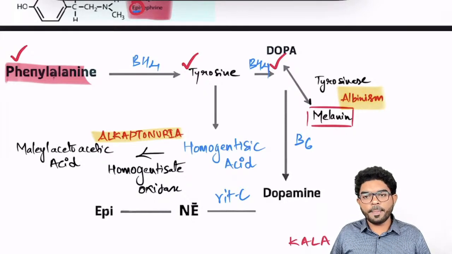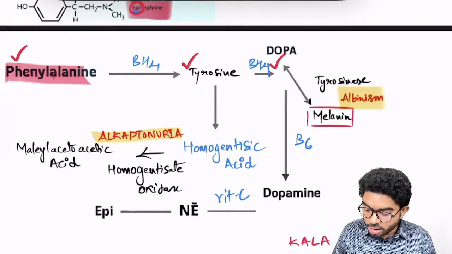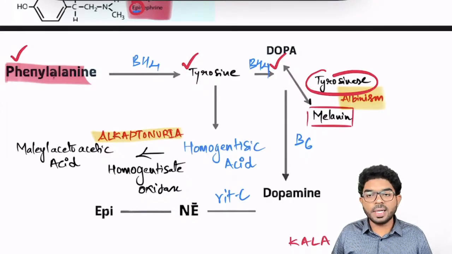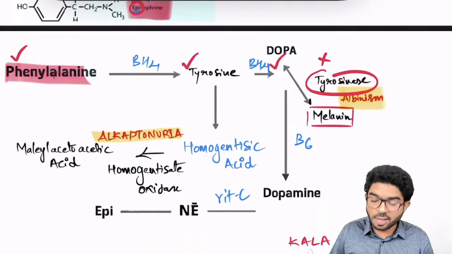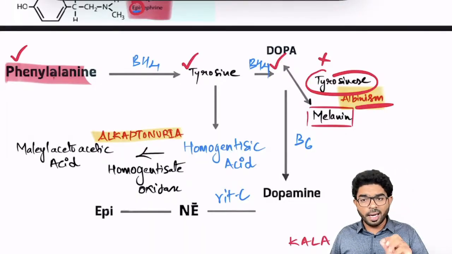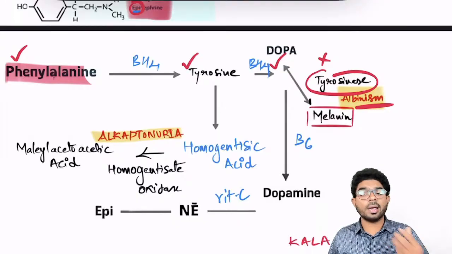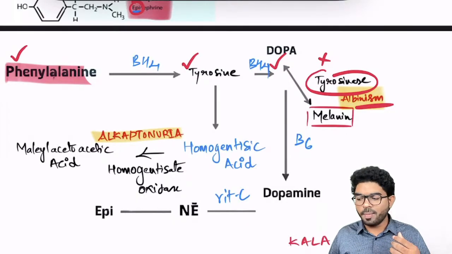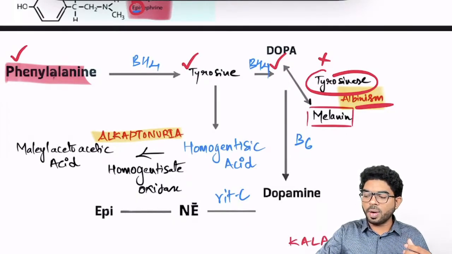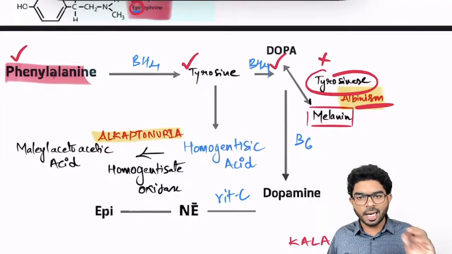DOPA, in the presence of tyrosinase, is going to convert into melanin. Whenever there is damage to this particular enzyme, that leads to a condition called albinism. Melanin is going to give color to our skin.